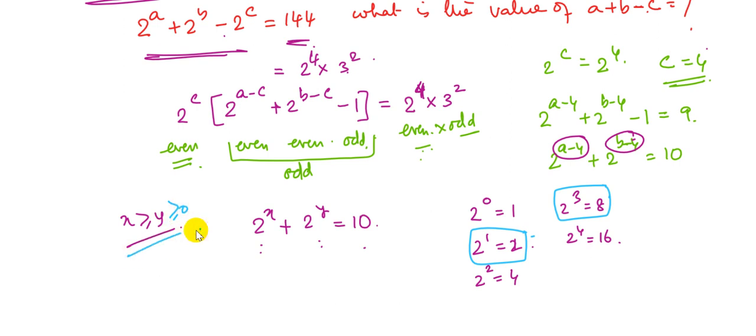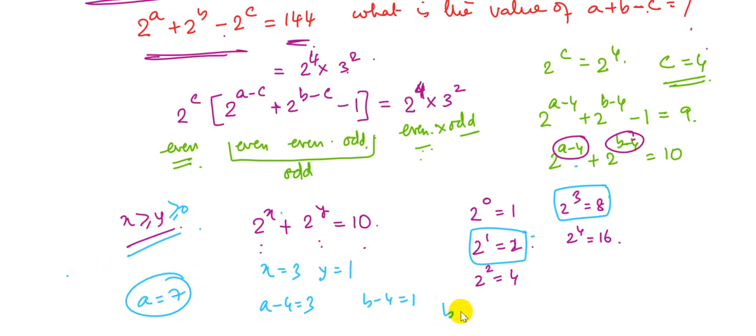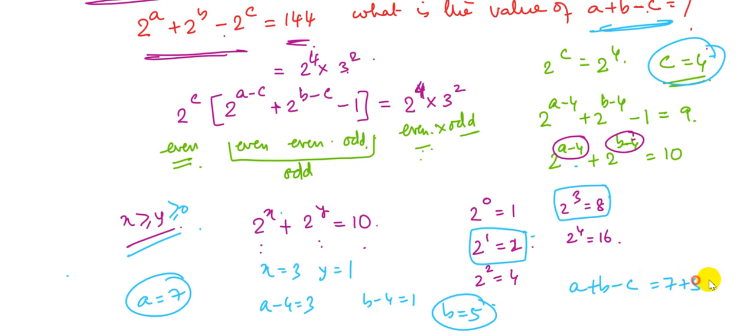Correct? Correct, sir. So x is greater than y, that means x will be the larger one. So x has to be 3, y has to be 1. So that means here a minus 4 is larger, so a minus 4 is 3 and b minus 4 is 1. So that means a is 7, b is 5 and c is 4. So a plus b minus c will be 7 plus 5 minus 4, which is 8.